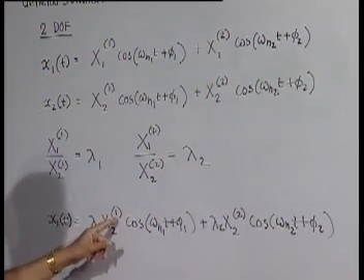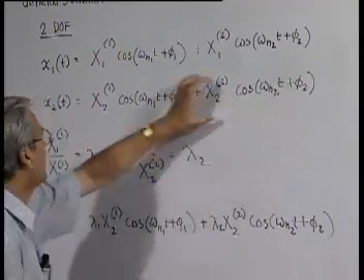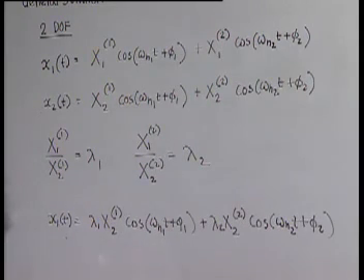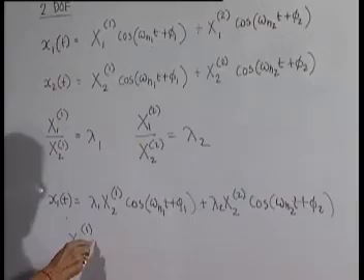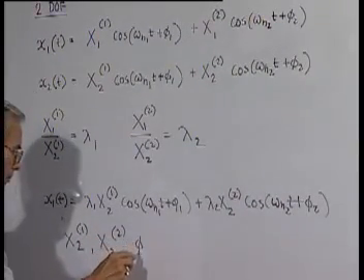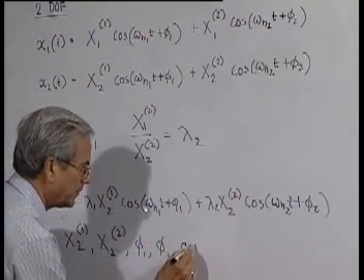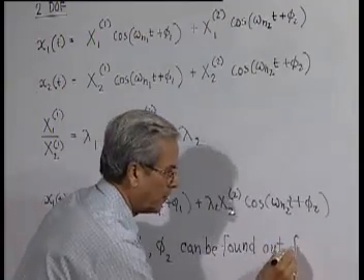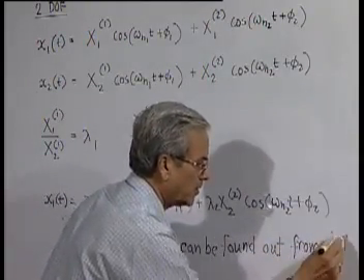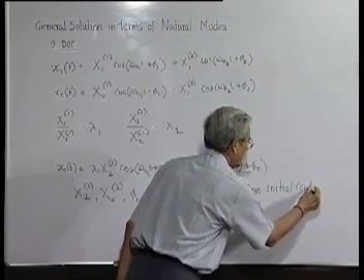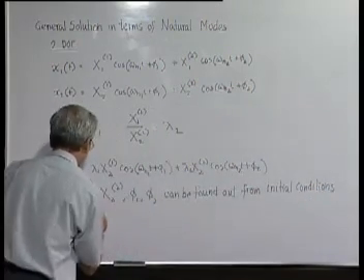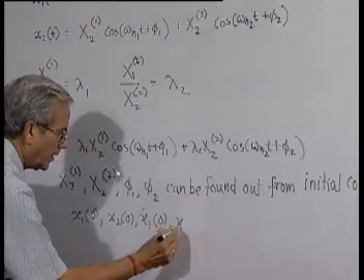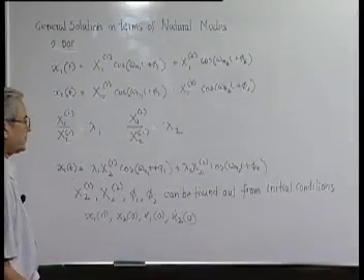So, how many unknown quantities will we be handling? Because these things will be known after solving the natural mode oscillations, this lambda 1 and lambda 2 will be known to us. So they are not unknown quantities. Unknown quantities will be x21, x22, phi 1 and phi 2. So, therefore, x2 and x1 can be written in terms of these 4 unknown quantities, and these 4 unknown quantities x21, x22, phi 1 and phi 2 can be determined from initial conditions. There will be 4 initial conditions.